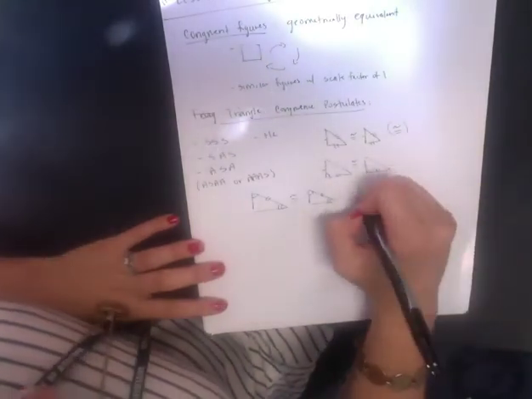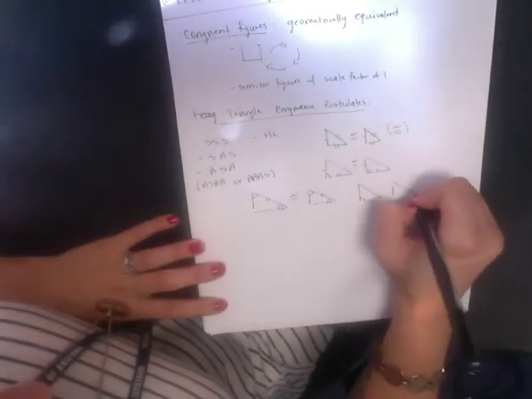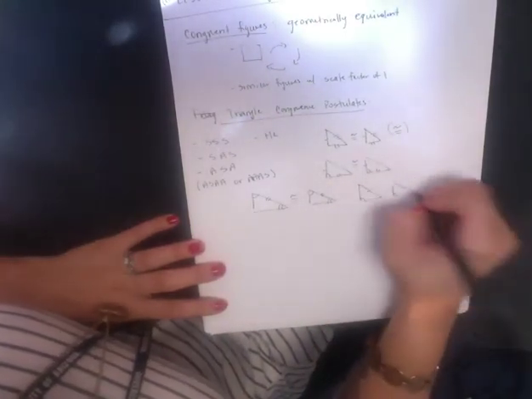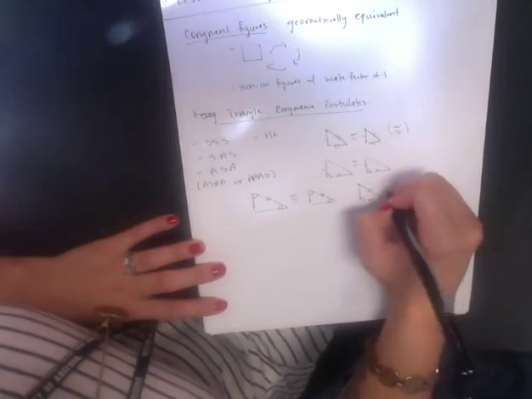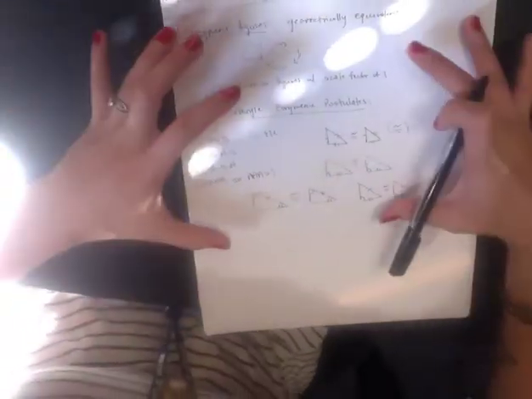Hypotenuse leg only applies to right triangles, and if the hypotenuse is equal and either leg is equal, we can say that they are congruent triangles. Okay? These are very, very important because I'm going to use all of these things to outline a proof. Okay? So, let me do the first proof for you.